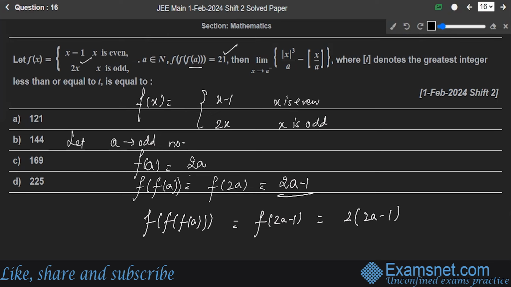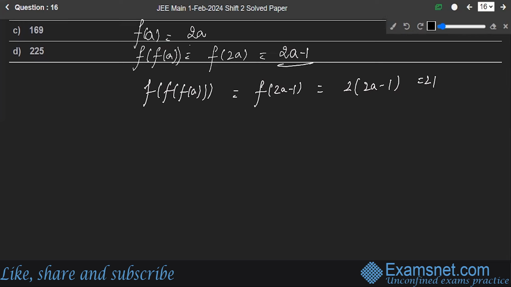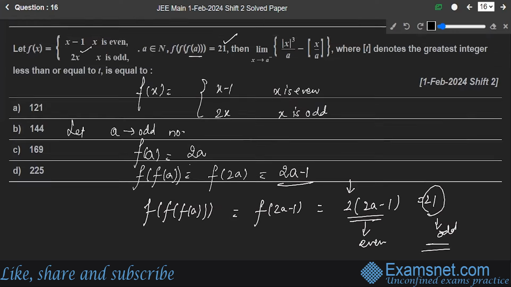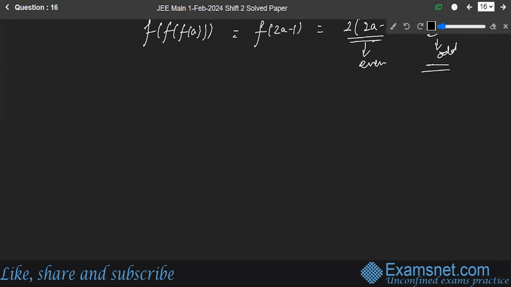Now according to the question, this is equal to 21. So you have, see, this is an even number because it's a multiple of 2 and this is an odd number. How is that even possible? This is not possible. So that means a is not odd for this question.